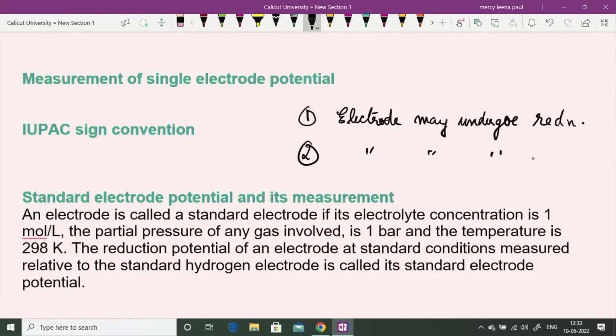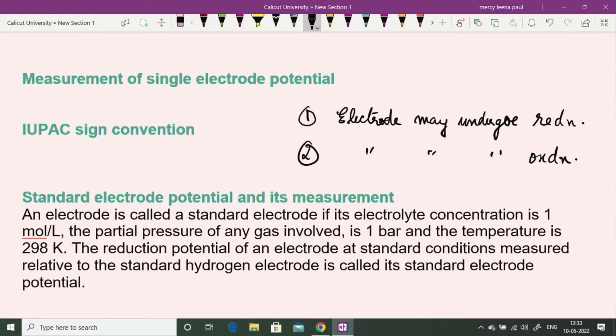Now, when connected, there are 2 conditions. We were just mentioning that you are going to connect the given electrode with a standard hydrogen electrode. When we connect a standard hydrogen electrode, there are 2 options that may occur. One is the electrode may undergo reduction. Similarly, the second choice is the electrode may undergo oxidation. So, there are two cases.